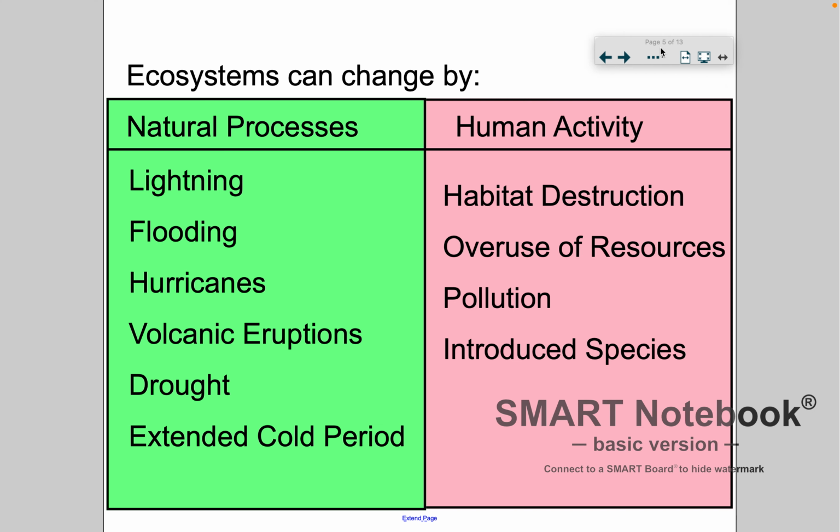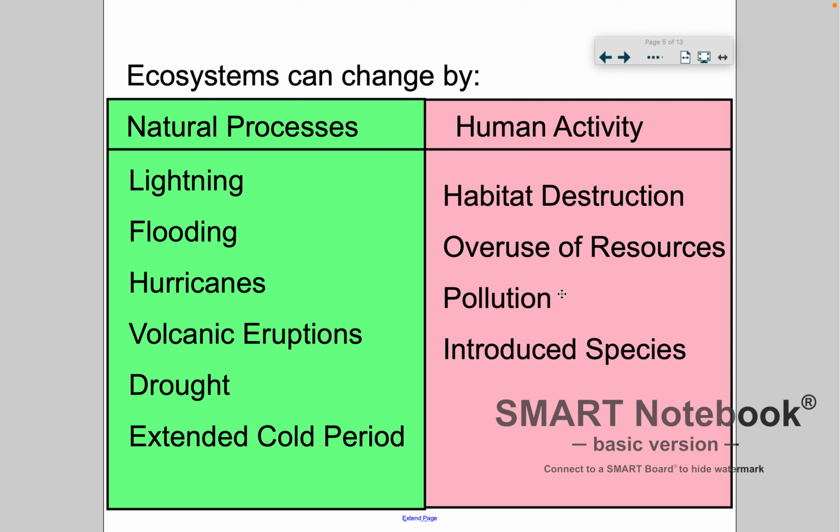So ecosystems can be changed by natural processes like lightning, floods, hurricanes, volcanic eruptions, drought, extended cold periods. Natural processes can change the ecosystem, as well as human activity, like habitat destruction. Habitat fragmentation is taking a big chunk of land and subdividing it and developing certain sections of it. When you cut habitats, you're decreasing their area, and also breaking it up, so it's really dangerous for them maybe to cross that road, if you take a section of land and build a road right in the middle of it.